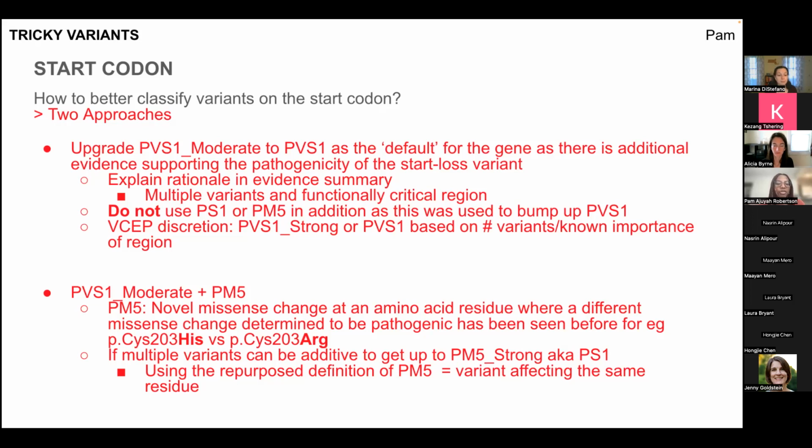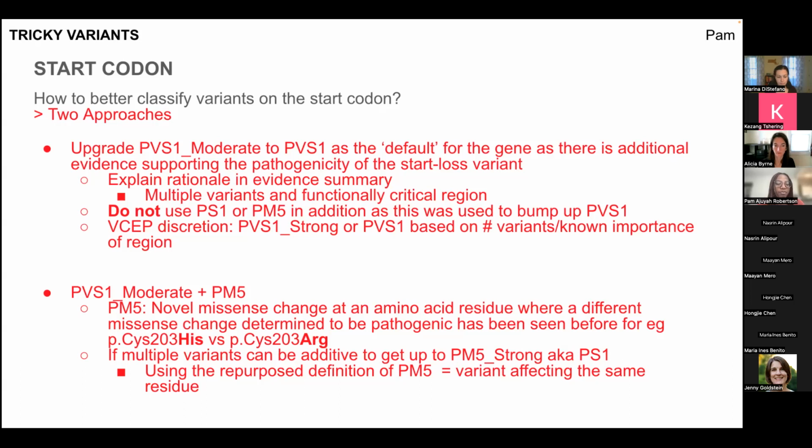In the example I used, it was also a functionally critical region, so that was also used to justify bumping it up to PVS1. If you take this approach, you wouldn't want to use PS1 or PM5, as this was technically the type of evidence that was used to bump it up to PVS1. And then one last note on this, as to whether to bump up from moderate to strong or very strong is dependent on the number of variants and the known importance of that region.